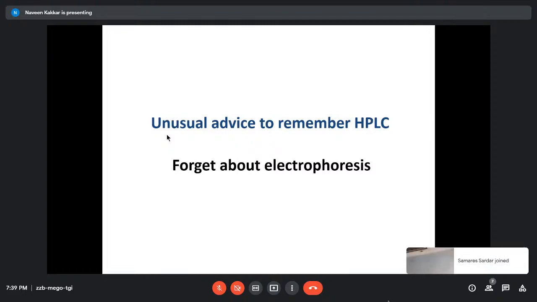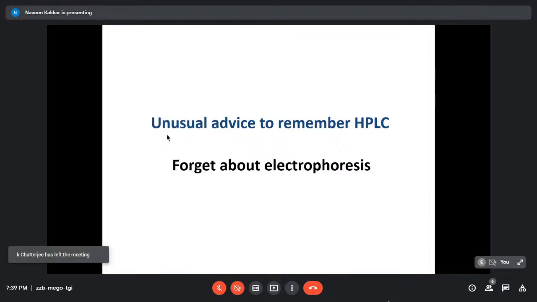It is quite different, although we know that hemoglobin is a charged molecule and it's an interaction of charge with electrophoresis as well as HPLC. But the kind of interaction, the kind of technology used, is slightly different.